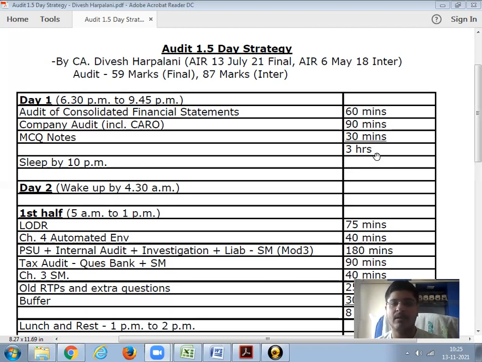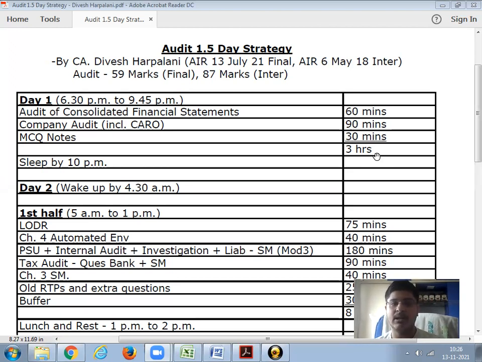When it comes to audit, I had planned it to be CFS, company audit, and MCQ notes. CFS anywhere around 45 to 60 minutes. Let me state that this is not the exact time that you might take. It could be 45 minutes in your case, it could be 1 hour and 15 minutes in your case.